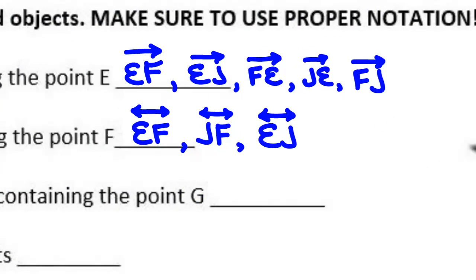When we name lines, it does not matter if the letters are switched around. It's considered the exact same name. With rays, that's not true. With rays, the order of the letters does matter because it only continues on forever in one direction. Whichever direction it's continuing on in is the second letter in that ray name.